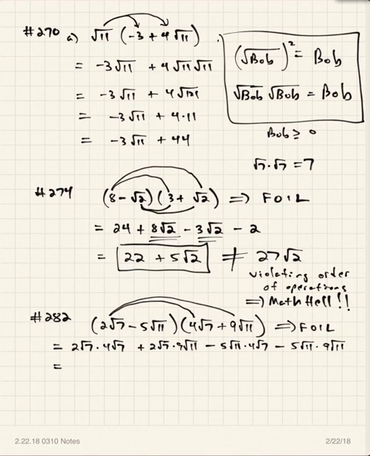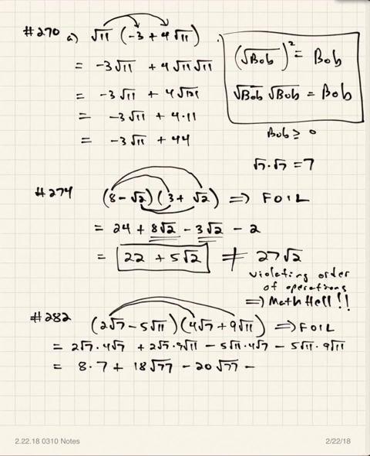So remember this first multiplication, the 2 square root of 7 times 4 square root of 7, is just one of those where you do the rearranging. So 2 times 4 is 8. And then the square root of 7 times the square root of 7 is 7. That's the square root of Bob times the square root of Bob. Next term, 2 times 9 is 18, and the square root of 7 times the square root of 11 is the square root of 77. The next term, 5 times 4 is 20, so you have minus 20 times the square root of 77.